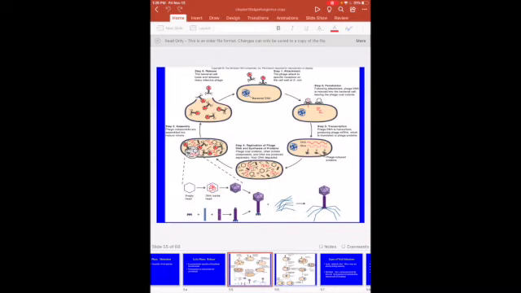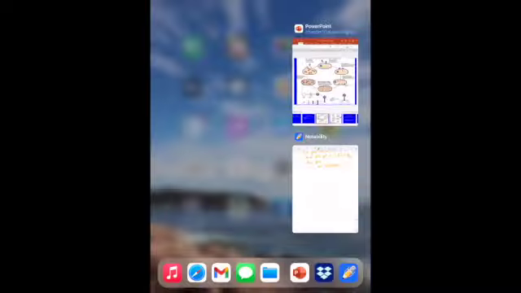But there are some bacterial defenses against the dark arts, against the viral arts. So let's talk about those.